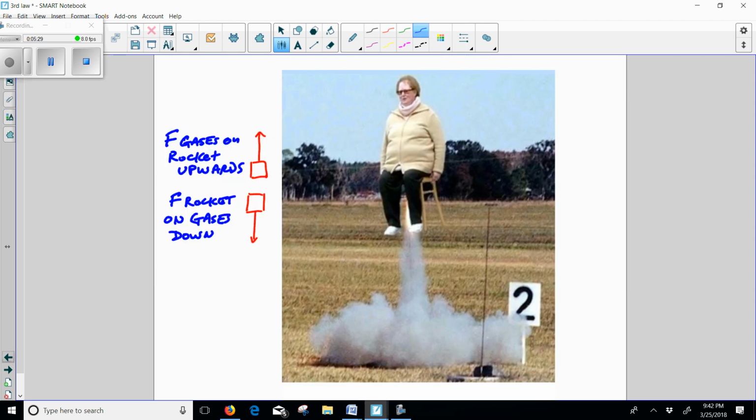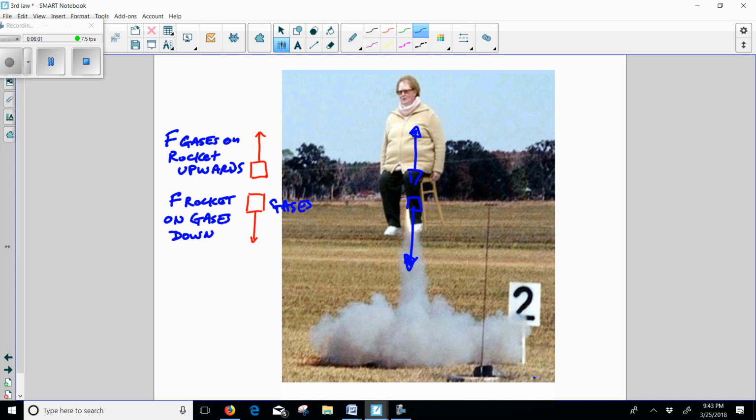I have here another rocket, and you can take a look at the free body diagram for each object. This would be for the gases. The gases are produced and pushed downwards by the rocket at a very, very high speed, and there's a lot of force associated with that. As a result, the exhaust gases are going to be pushing upwards on the rocket and causing the rocket to move upwards. So again, that's it for the third law.